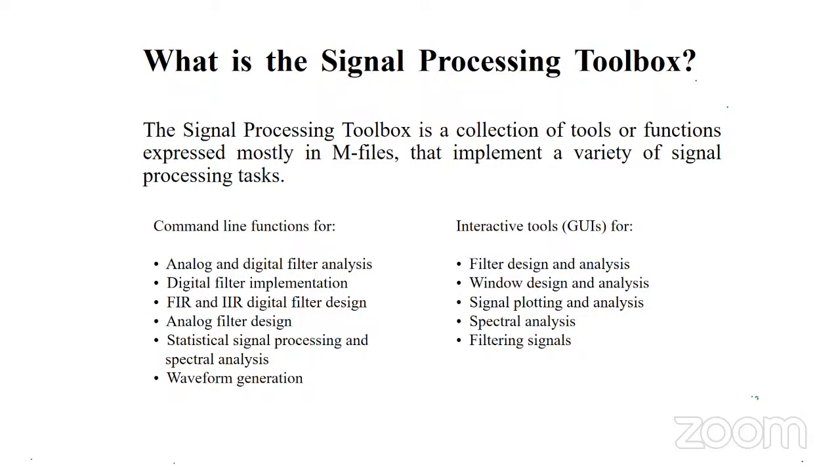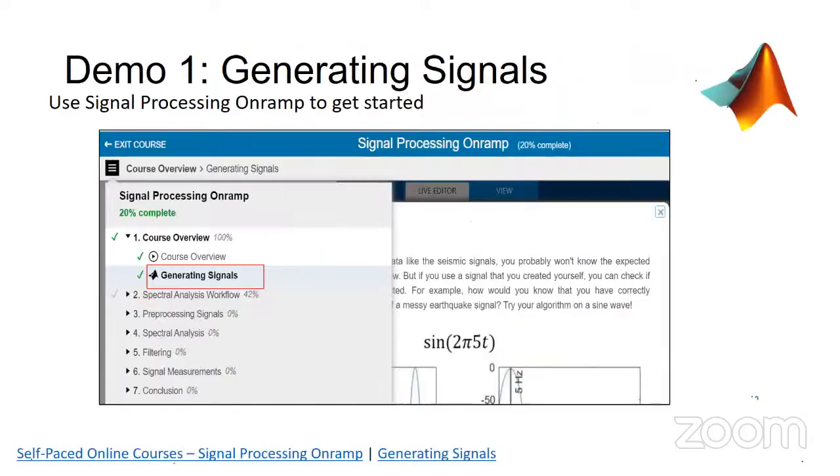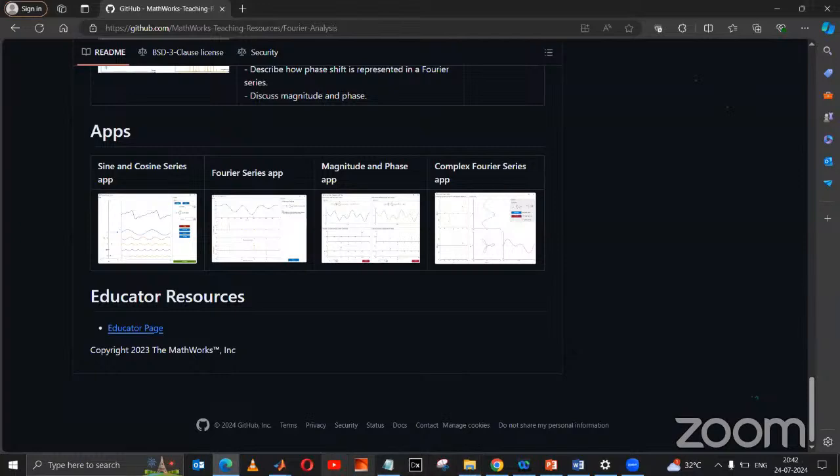And this toolbox basically helps to solve that kind of problems, like how to design analog filters or digital filters, how you can generate waveforms, or the statistical analysis of signal processing or spectral analysis. So that kind of thing you can do by using the Signal Processing Toolbox. Okay, so first I will try to give you the demo on how to generate the signal.